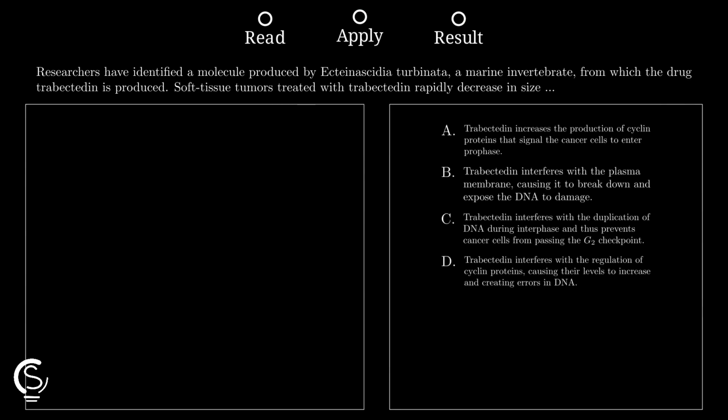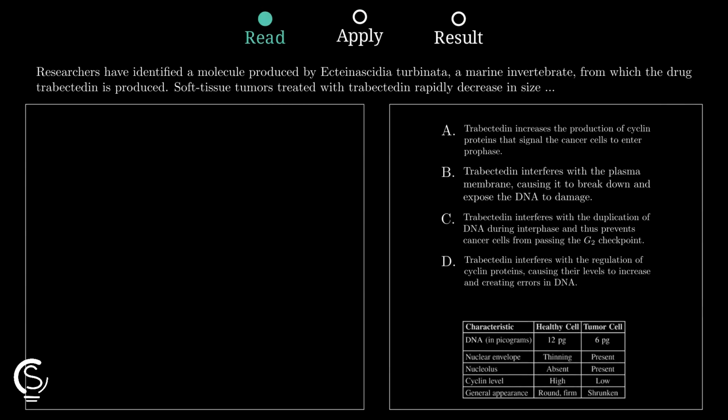First, focus on the table. Tumor cells are the ones changing after treatment, so their missing division signals matter most because the drug is supposed to stop those cells from progressing.